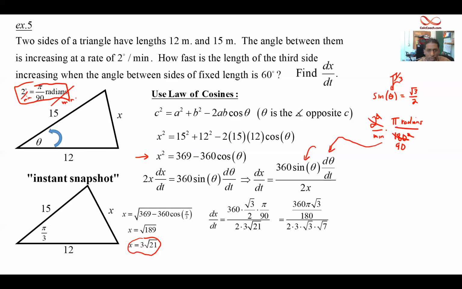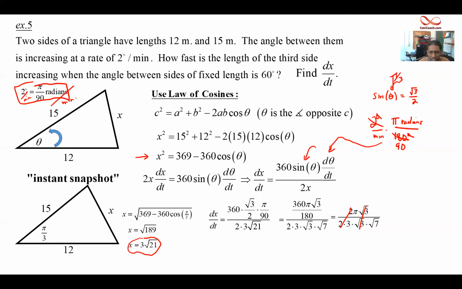In the numerator, there's a little more we can do, right? 180 goes into 360 twice, so it's going to become a 2. So now we're looking at 2 pi root 3 on top of the denominator, which had a 2 already down there, a 3 already down there, and we took the root 21 and broke it apart to be root 3 and root 7. So that's it. You just got to cancel the root 3s, cancel the 2s, and we get our final answer for dx/dt.